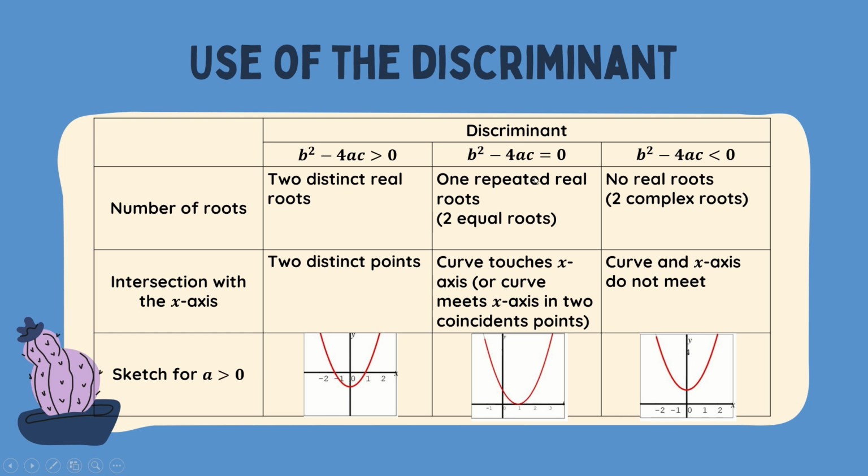And when the discriminant is equal to 0, it means the quadratic equation has one repeated real root, or two equal roots. And the intersection with the x-axis is at two coincident points. For example, this graph. And when the discriminant is less than 0, it means the quadratic equation has no real roots, or two complex roots. And the curve and the x-axis do not meet. For example, this graph.